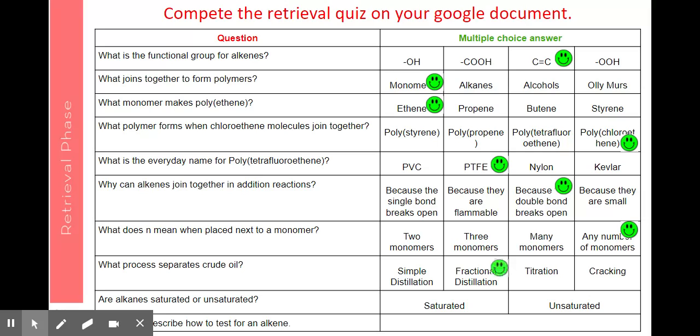We use fractional distillation to separate crude oil. Alkanes are saturated because they only have single bonds, no doubles. And the test for an alkene is orange bromine water, which, when added to an alkene, will go orange to colourless. Give yourself a score out of 10 once you've green penned your answers for the retrieval quiz.